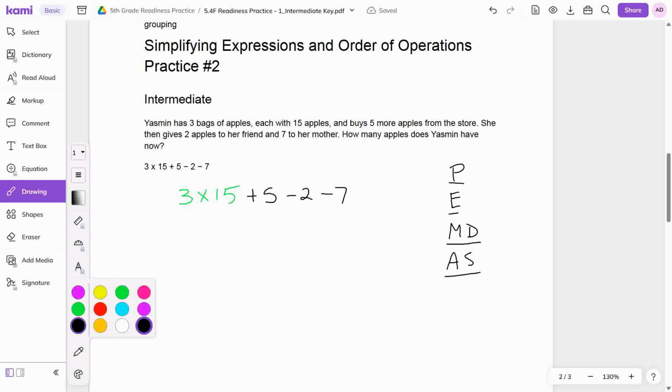Now we can end up going left to right here because multiplication comes first. Add or subtract, they're on the same level, so you do whichever one comes first, left to right. So let's just do this one at a time. All right, so I've got my 3 times 15, right? That's going to be 45.